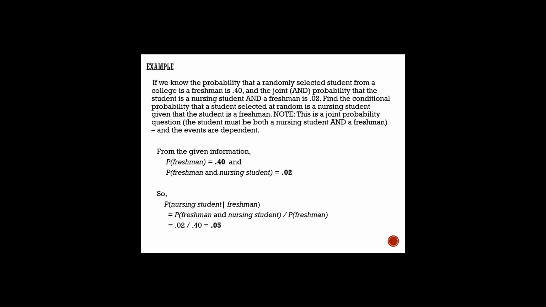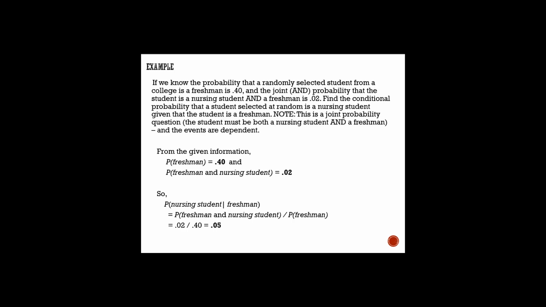I want to give you an example of that. So if we know the probability that a selected student is going to be a freshman is 0.4, and then we know the joint probability that the student is a nursing student and a freshman is 0.02, then we want the conditional probability that the student selected at random is a nursing student given the student is a freshman. Now this is joint probability, has to be both a nursing student and a freshman, and these events are dependent on each other. Most of the time you'll be told if events are independent or dependent, okay? So from this information we can say the probability of freshman is equal to 0.4, and the probability of freshman and nursing student is 0.02.